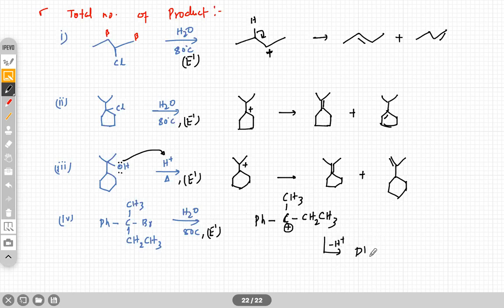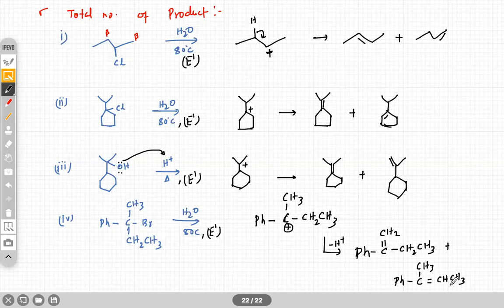So it is Ph, then C double bond CH2, CH2, CH3, one product is this, plus we may also get Ph, C, CH3, double bond CH3. Okay, these are the two products we get in all these reactions. All these are elimination products. Through elimination we get that, even the mechanism we have.